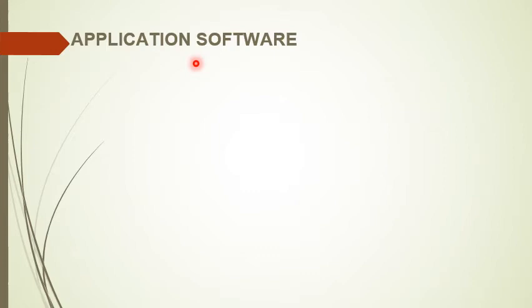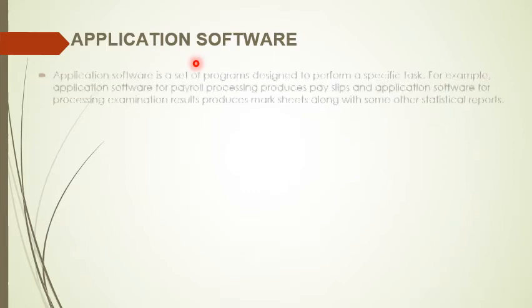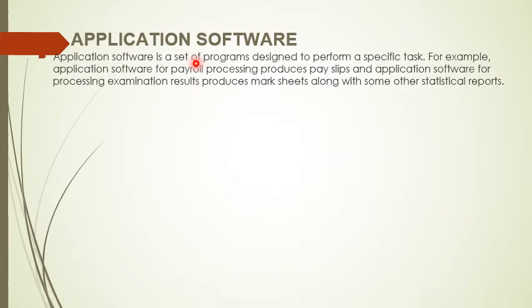Another software type is application software. What is application software? Application software is a set of programs designed to perform a specific task. For example, we have a payroll system, which produces pay slips and receipts. We have some application software for processing examination results. Marks will be uploaded on it, result sheets will be generated, and statistical reports will be generated.